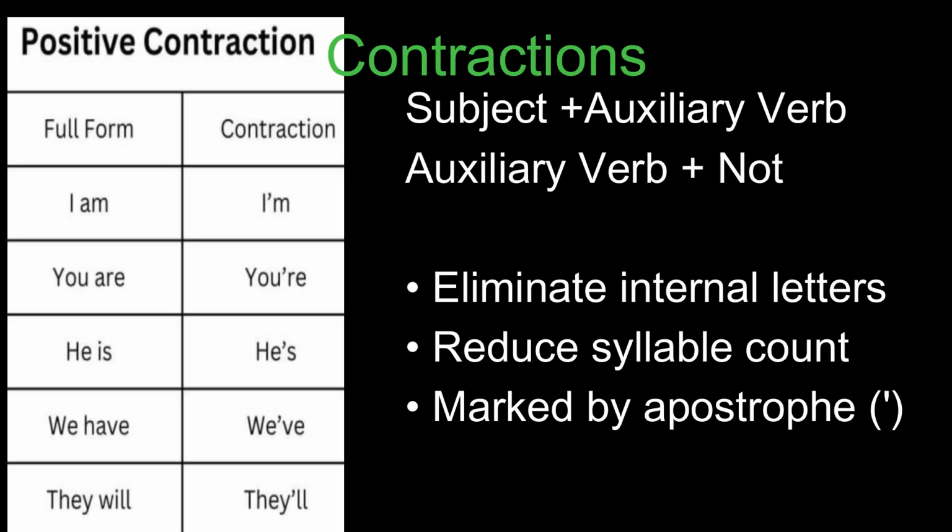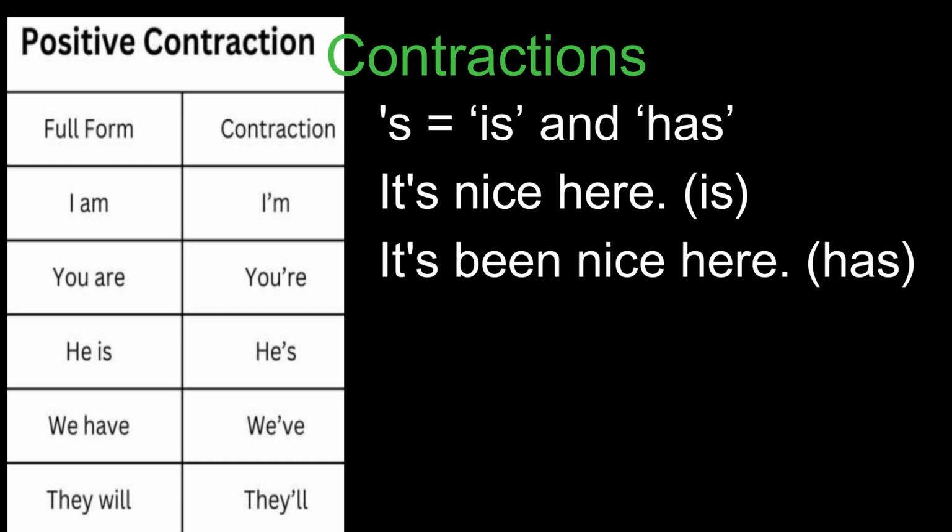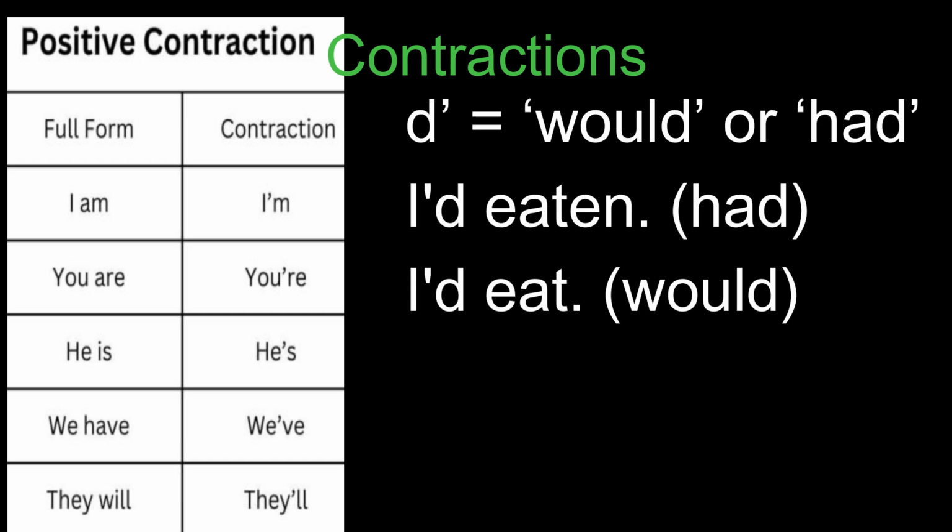Contractions. Contractions reduce the number of syllables by way of eliminating internal letters and sounds. Contractions often happen with the pronoun subject and an auxiliary verb pair or an auxiliary verb and the word not. A contraction is indicated by an apostrophe. Apostrophe S is used as a contracted form of is and has. It's nice here. Is. It's been nice here. Has. Apostrophe D is used as a contracted form of would or had. I'd eaten. Had. I'd eat.